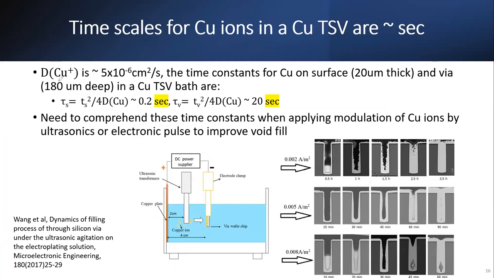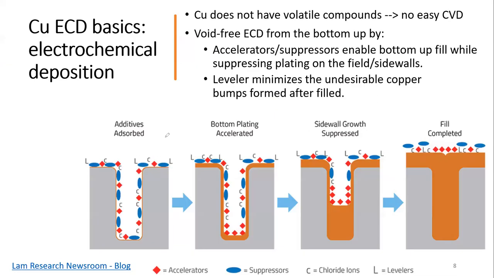Here I'll give you an example. If you look at the copper diffusion inside any given bath, your ECD, electrochemical process, at room temperature it is about 5 × 10^-6 centimeters squared per second. This is the diffusion coefficient for a copper ion to move around. And then you try to make things move with a physical force, right? Let's go back a little bit to what we mentioned here. Here we try to use chemical force, some kind of additives, right? Accelerators, suppressors, levelers, in order to get a very nice void-free bottom-up fill.